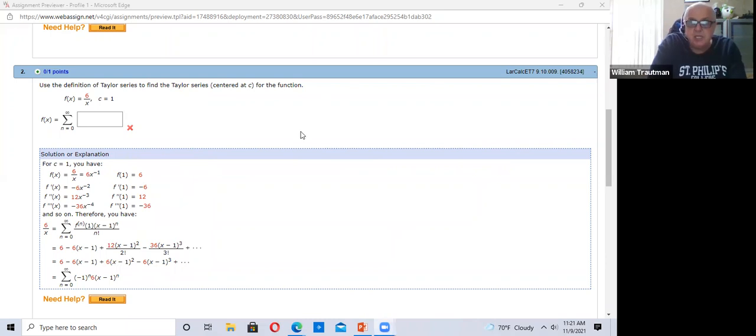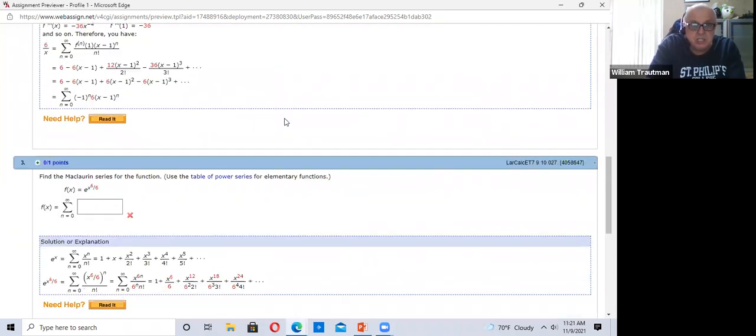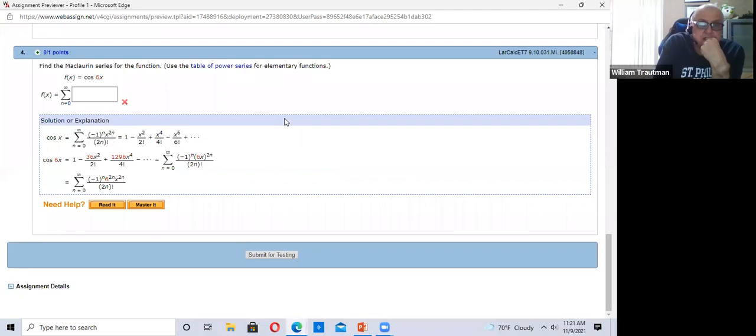I'm not going to do 3, but I do want to do the last one, 4, because the last one says use the table power series from the elementary functions. So we're going to use cosine 6x.